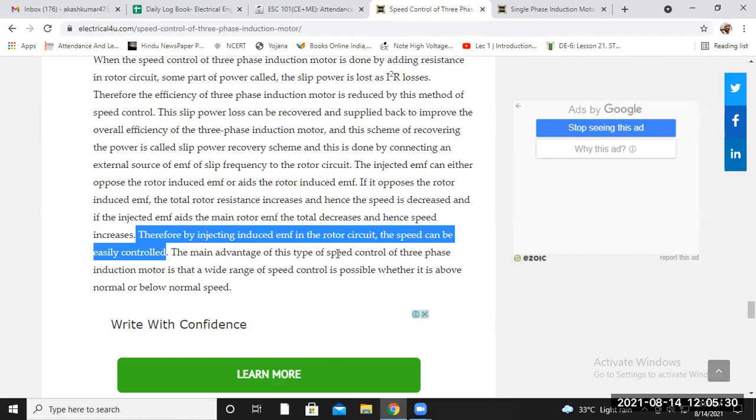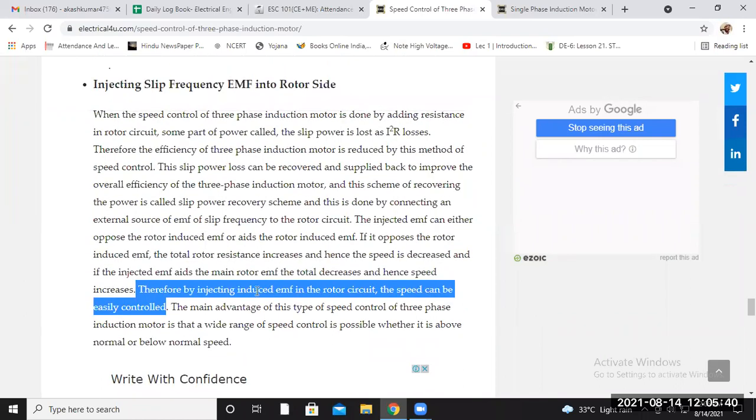The main advantage of this type of speed control of three-phase induction motor is that a wide range of speed control is possible, whether it is above normal or below. So the main concept about injecting slip frequency EMF into the rotor side is from here. You can see that.